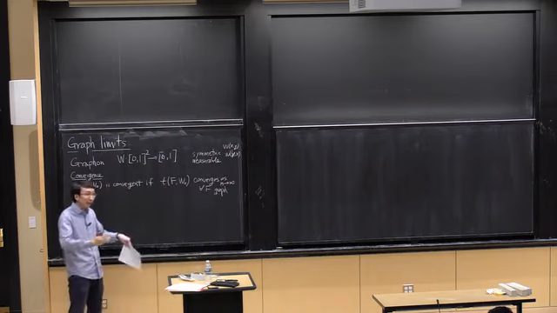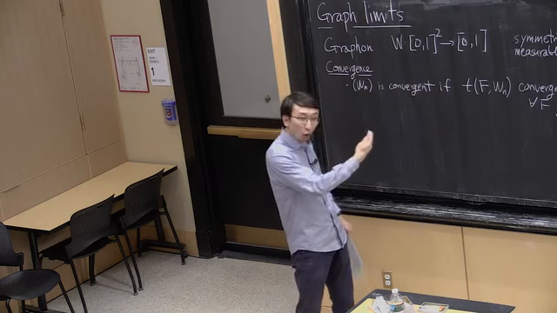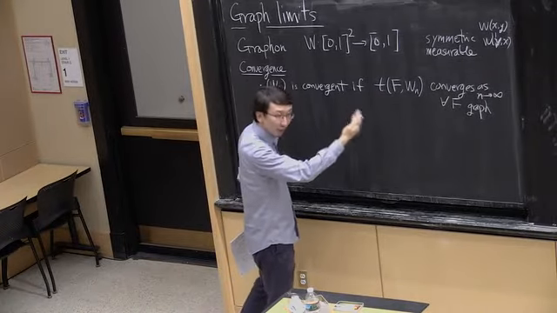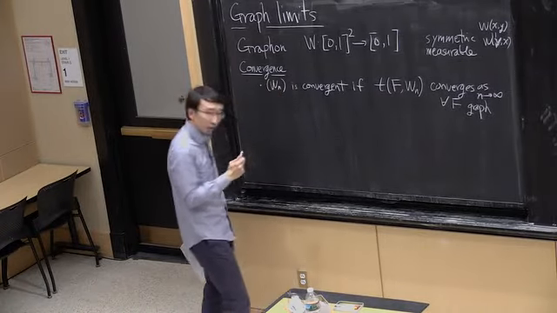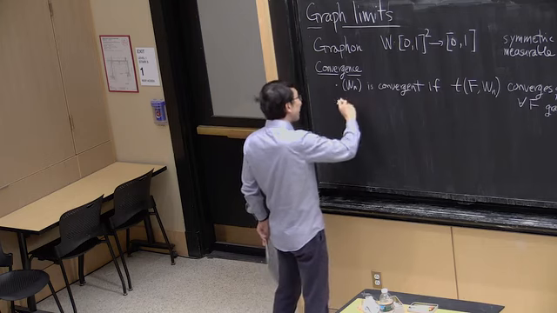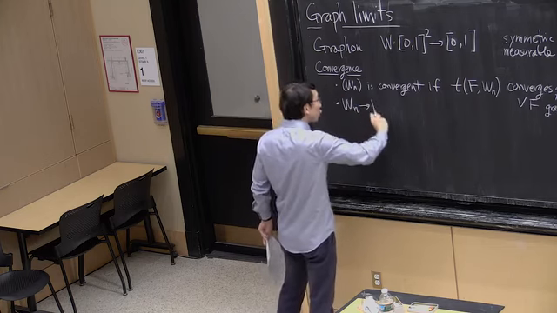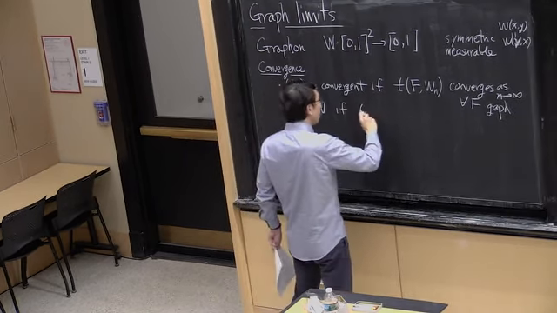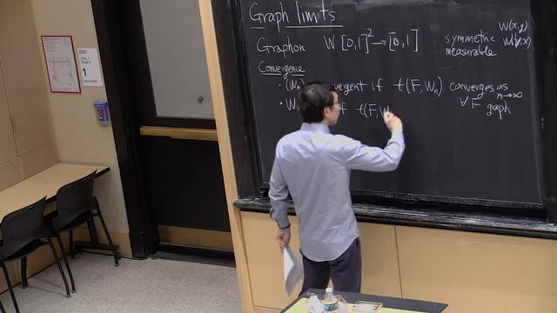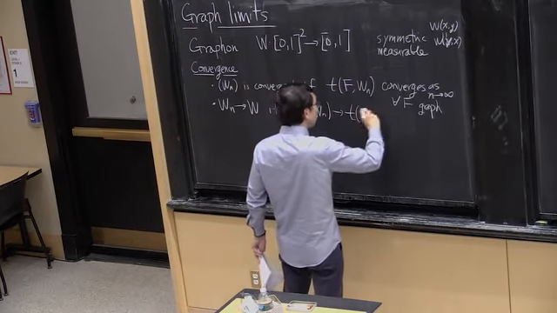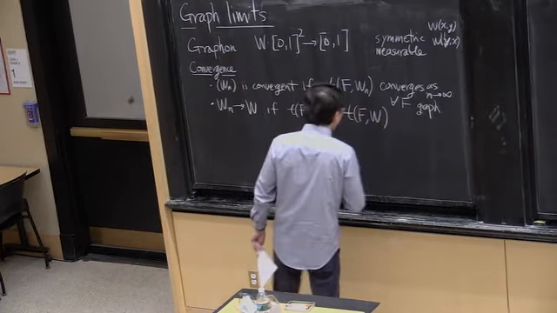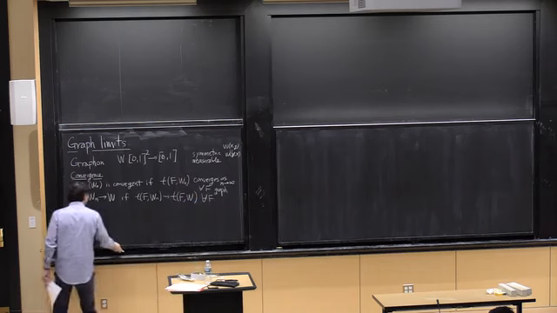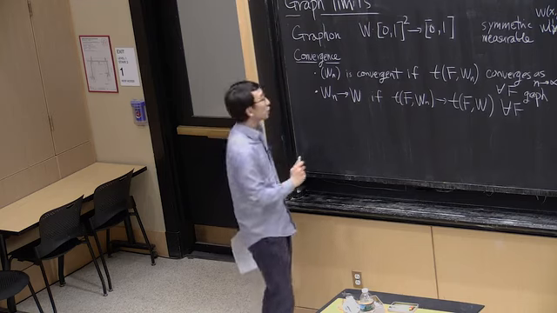So a sequence of graphs or graphons converges if all the homomorphism densities, which you should think of as subgraph statistics, converge. We also say that a sequence converges to a particular limit if these homomorphism densities converge to the corresponding homomorphism density of the limit for every F.